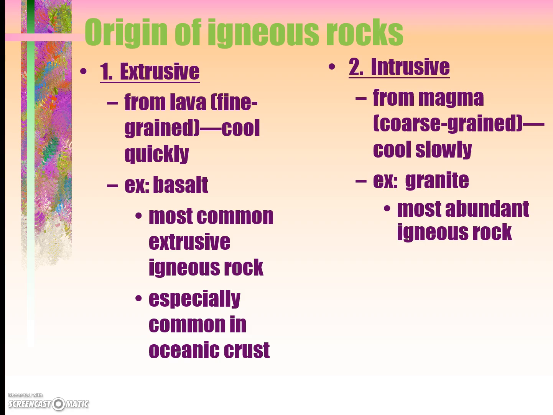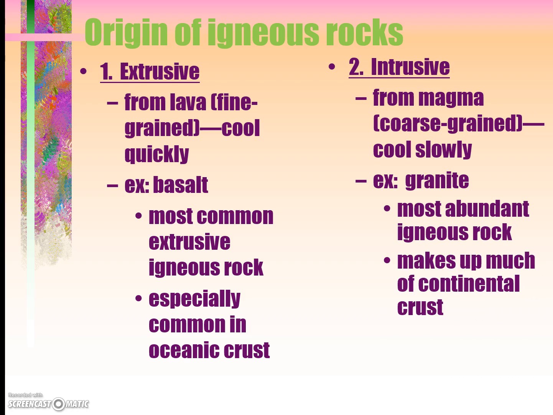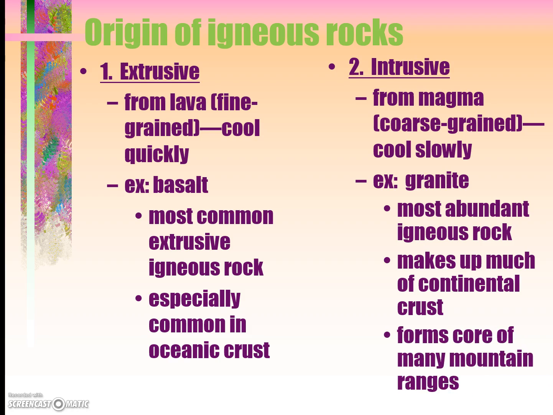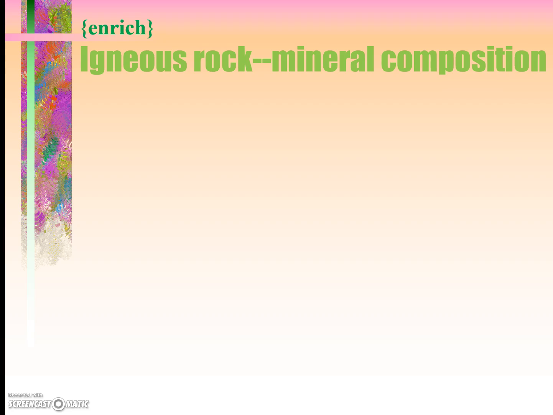Granite is the most abundant igneous rock, even over basalt. And it makes up most of the continental crust. So again, you need to know that, especially when we start to talk about plate tectonics. And it forms in the core of many mountain ranges. So if you dig deep below mountain ranges, you will find a lot of granite.